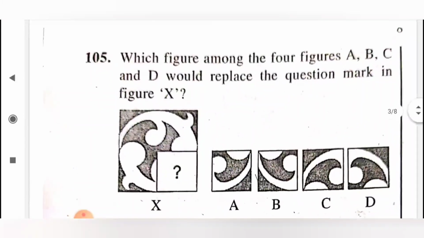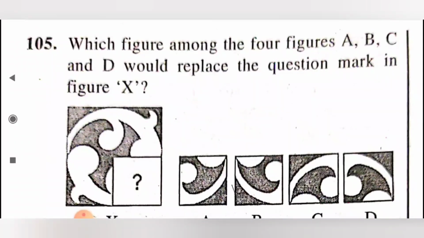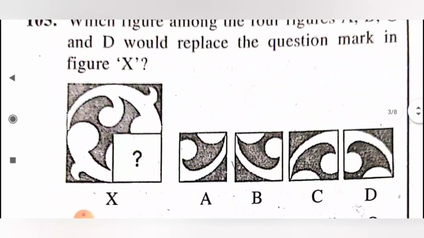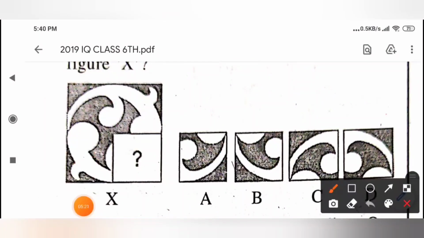Fifth question. Which figure among the four figures A, B, C and D would replace the question mark in figure X? Figure X, we need to replace the question mark with A, B, C and D. Please observe carefully. When we try to somehow draw this, it can be somewhere like this, right?